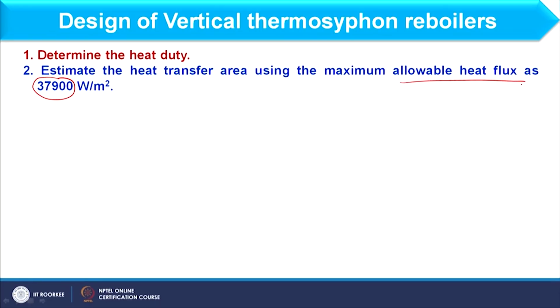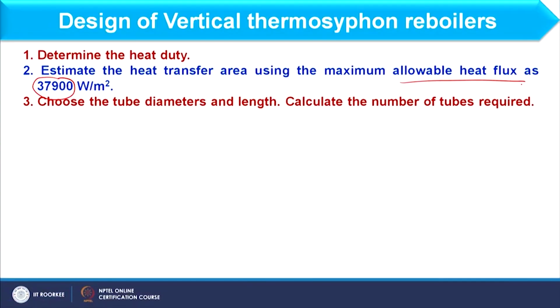So, once you know the heat duty and the heat flux, you can find out the heat transfer area of the reboiler, right. In this way you can calculate the area without considering the U factor, because here I have another factor which is more important, and once that factor is maintained, we can compute the heat transfer coefficient. So, in the second step you can find the heat transfer area.